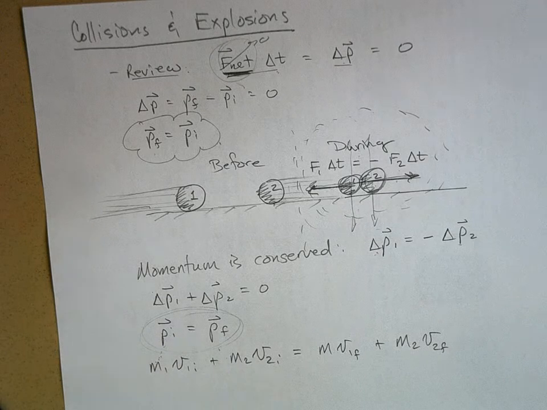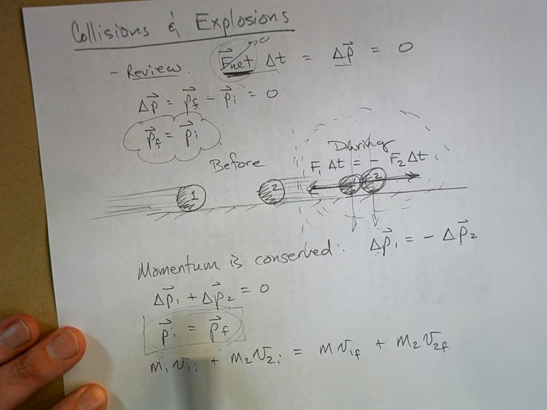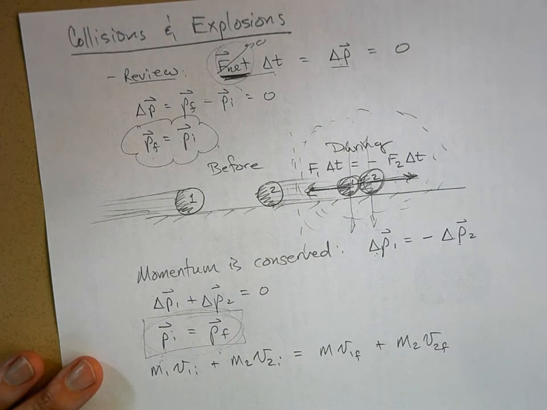So if you get a collision between two objects, and that's all I'm going to do, I'm going to give you two objects that are going to collide. This is where you start. In a collision, the momentum is conserved just before and just after the collision. The momentum is conserved. You can take this initial momentum and expand it out into object 1 and object 2.